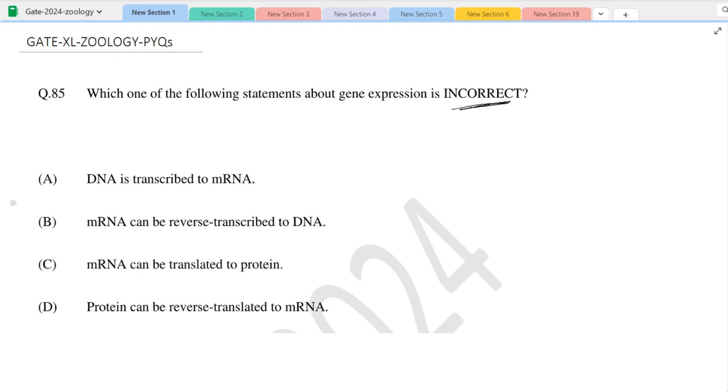So here the first option is DNA is transcribed into mRNA. This is correct. mRNA can be reverse transcribed to DNA. Yes, that is correct because that's like the challenge to the central dogma of molecular biology. mRNA can be translated to protein. That is also perfectly correct. Protein can be reverse translated to mRNA. This is incorrect. So the correct answer here is option D. This is a very simple question if you know basic molecular biology. Moving on to the next question.